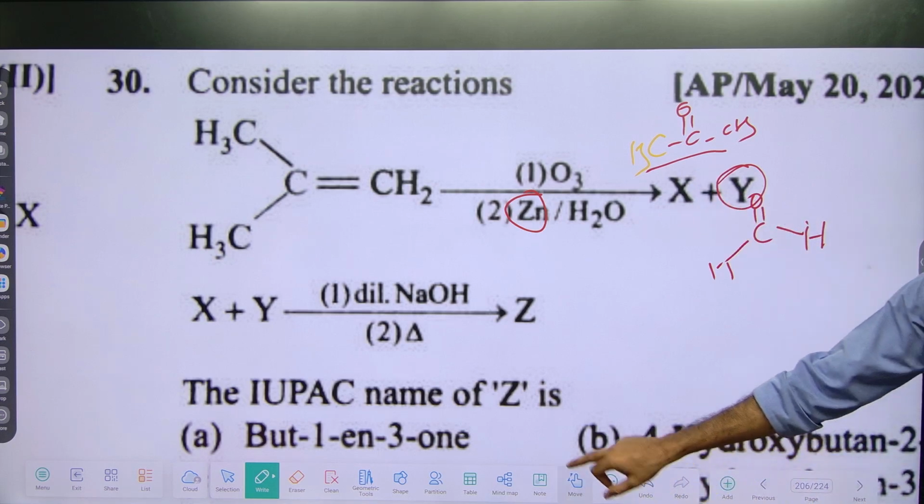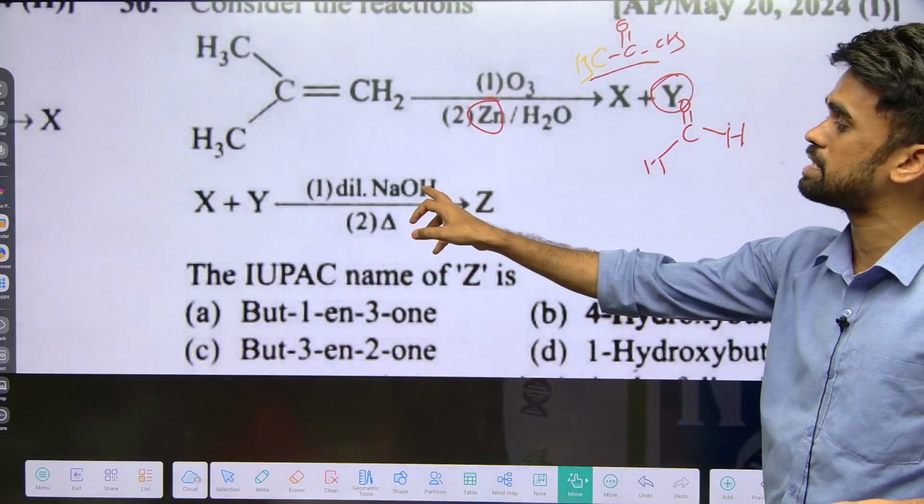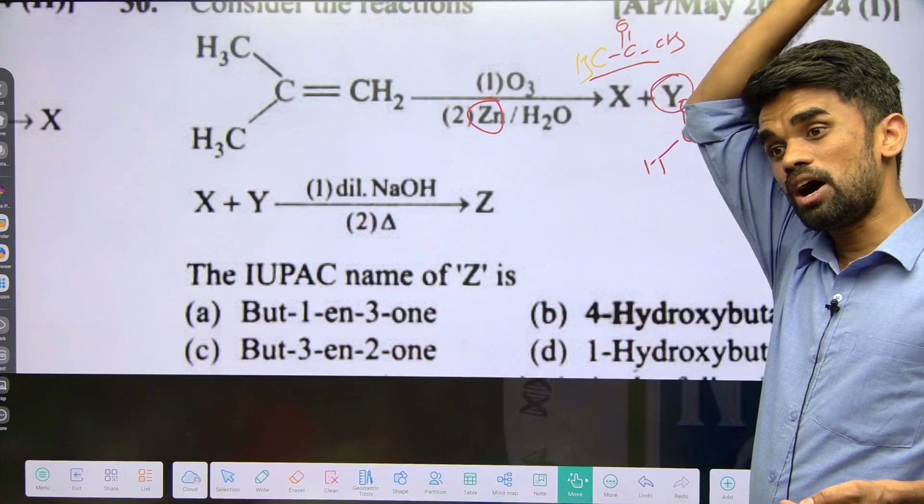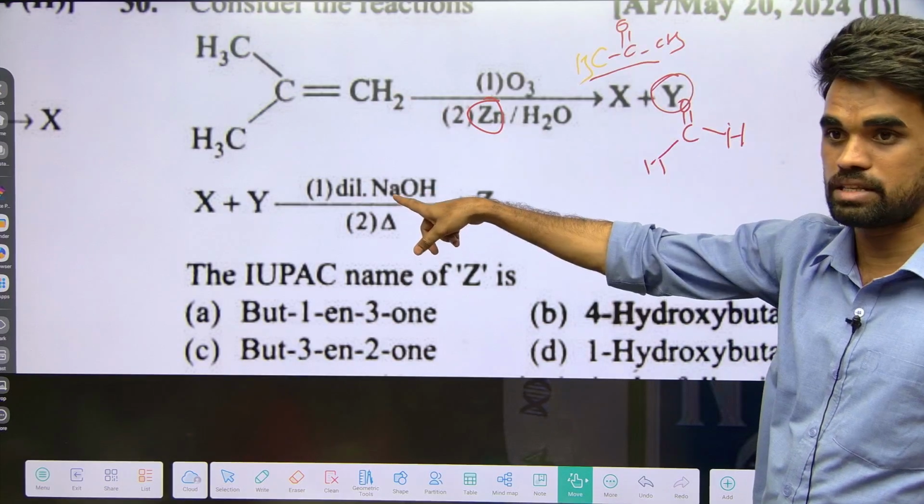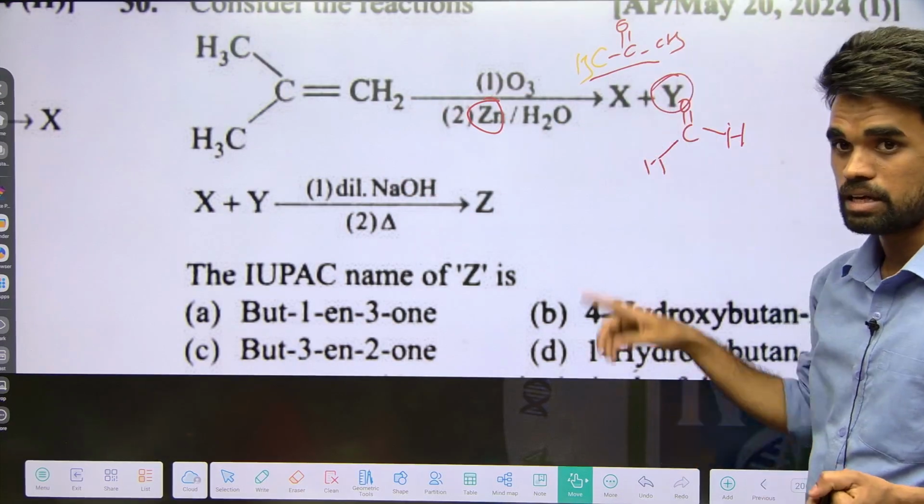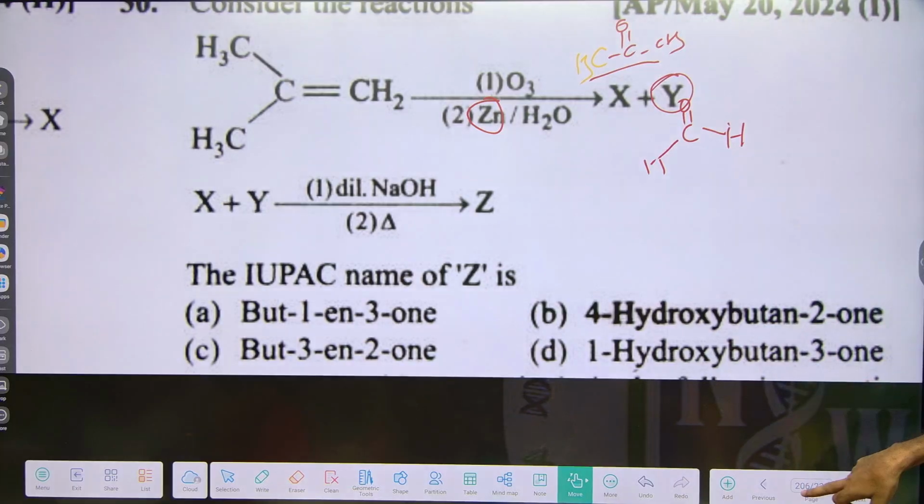The next step, if you see, dilute NaOH is there. We'll discuss this in aldol condensation. Like this is an aldol condensation. We'll discuss it in the aldehydes chapter. Then you will get the answer there. Okay. Next.